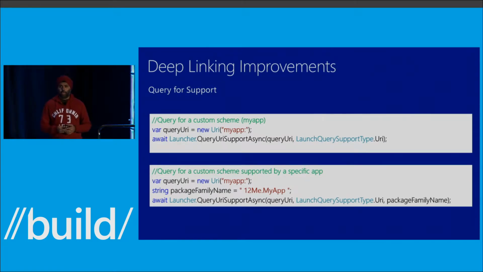The other set of things we added was the ability to query for support. You have a scenario that involves multiple apps, maybe your app and your friend's app, and you want to figure out whether your friend's app is installed on the device. Well, query URI support async is the answer. It lets you do that.